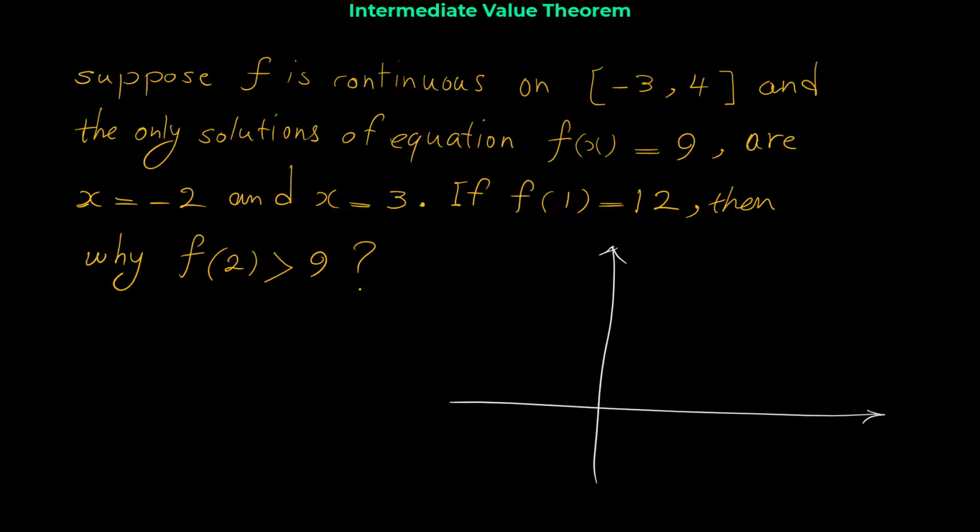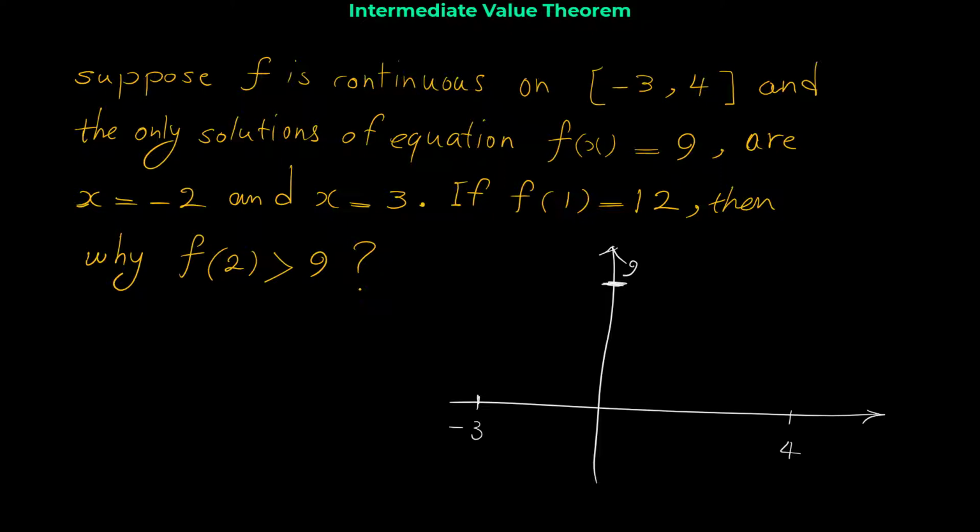Consider this x-axis and y-axis. Let's say -3 is here and 4 is here. The given interval is -3 to 4. So we have a function that is continuous from -3 to 4. So the function has no hole, no jump, no asymptote from -3 to 4. And for the only solutions of the equation f of x equals 9, let's suppose 9 is here.